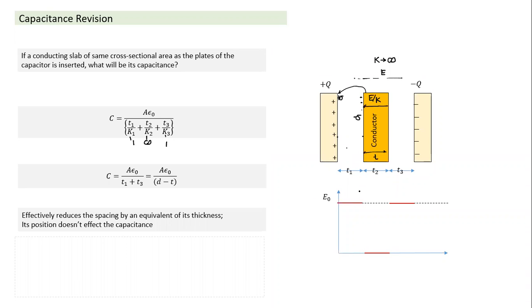And how would the field vary here? In this case, the field in this space will be E naught only. In the conductor, the field becomes 0. And again, it becomes E naught here. So what will be the potential difference? The potential difference will be E naught into T1 plus E naught into T3. That will be the potential difference.